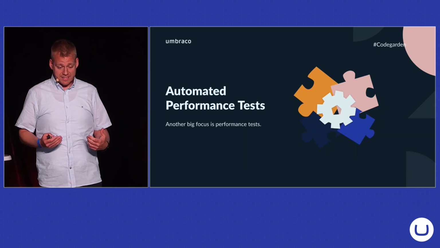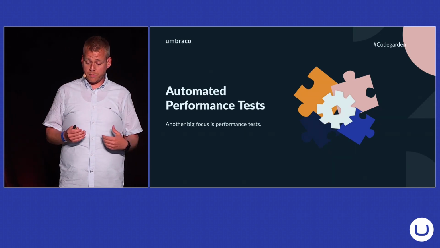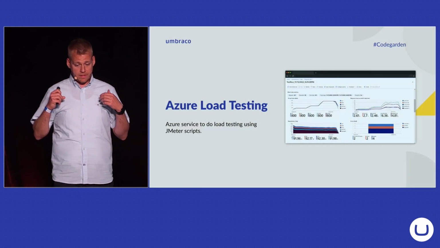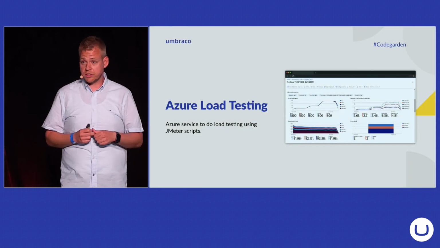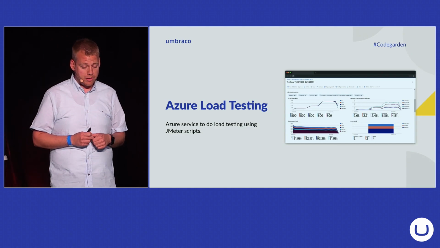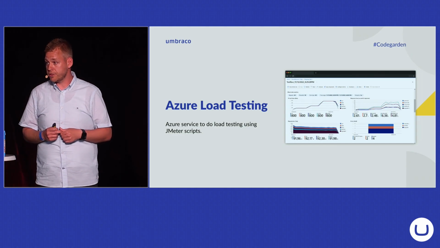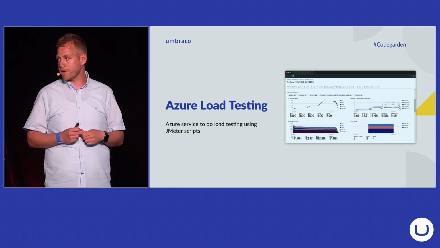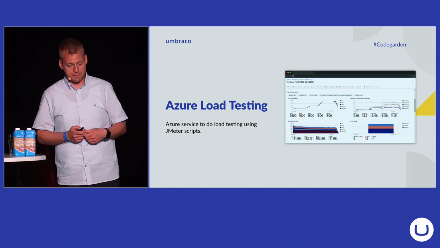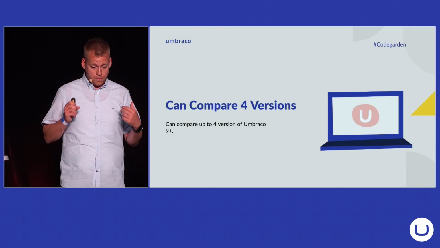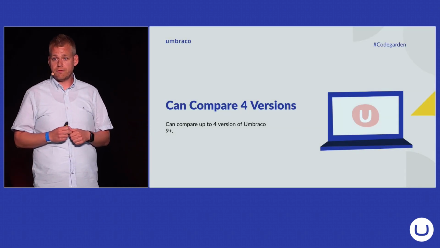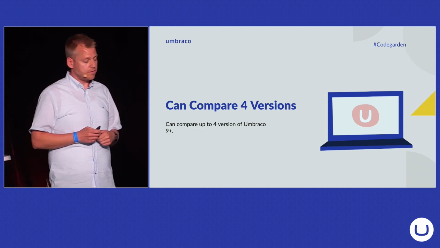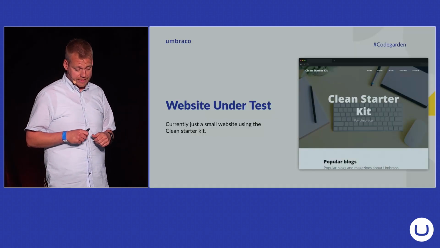Besides the end-to-end tests, we have also started working on automated performance tests. We decided to go with Azure Load Testing. This has been generally available since February this year. But it uses the plain old JMeter scripts that have been around for, I don't know, 15 years or something. What we have currently can compare 4 sites of Umbraco, but they need to be at least Umbraco 9.